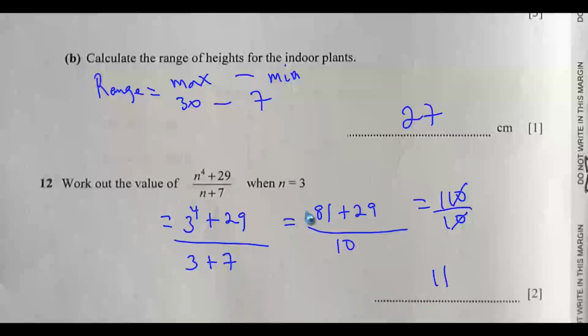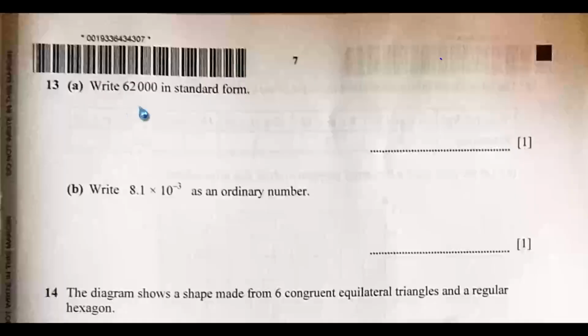So the next question will be question 13. Write 62,000 in standard form. A number is said to be in standard form if it can be written as a multiplied by 10 to the power of n, where n is an integer, and the value of a is always between 1 and 10. So it cannot be up to 10 and it cannot be less than 1. So that is the standard form number. You need to take note of that.